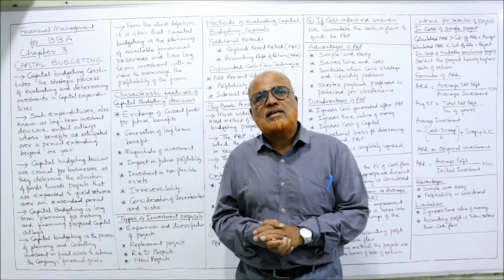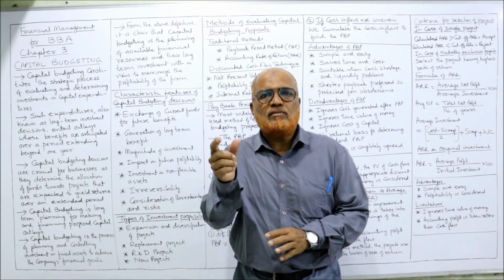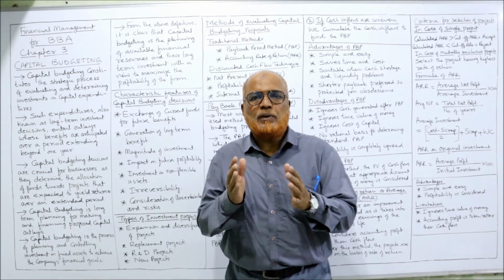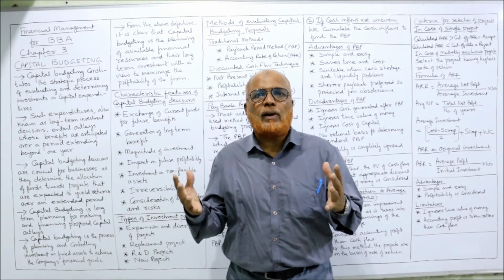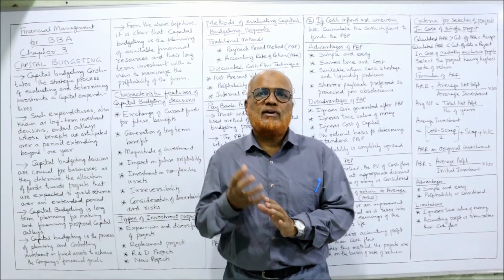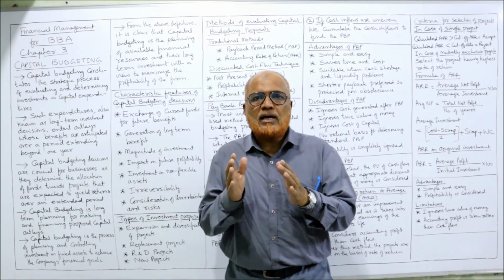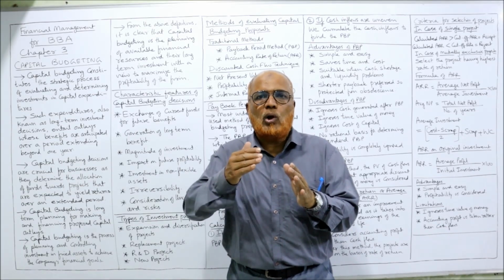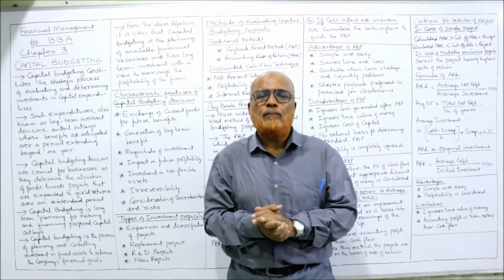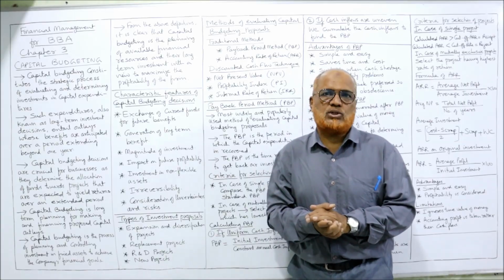Another type of expenditure is capital expenditure. The expenditure which is incurred in acquiring fixed assets, or the expenditure incurred in setting up a new plant, a new branch, or a new product we are going to make. So any expenditure which will give you long-term benefit to the business, that type of expenditure is called capital expenditure.